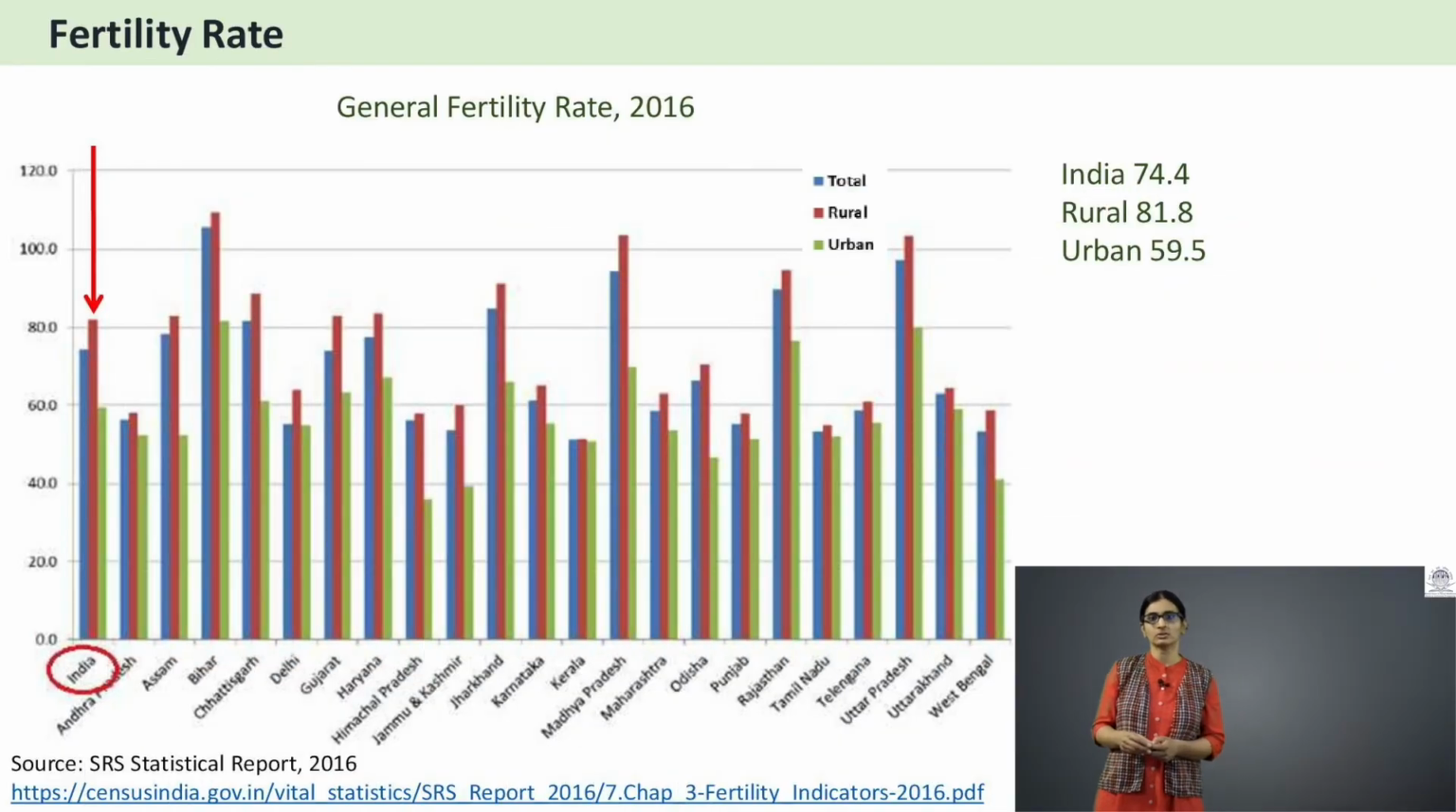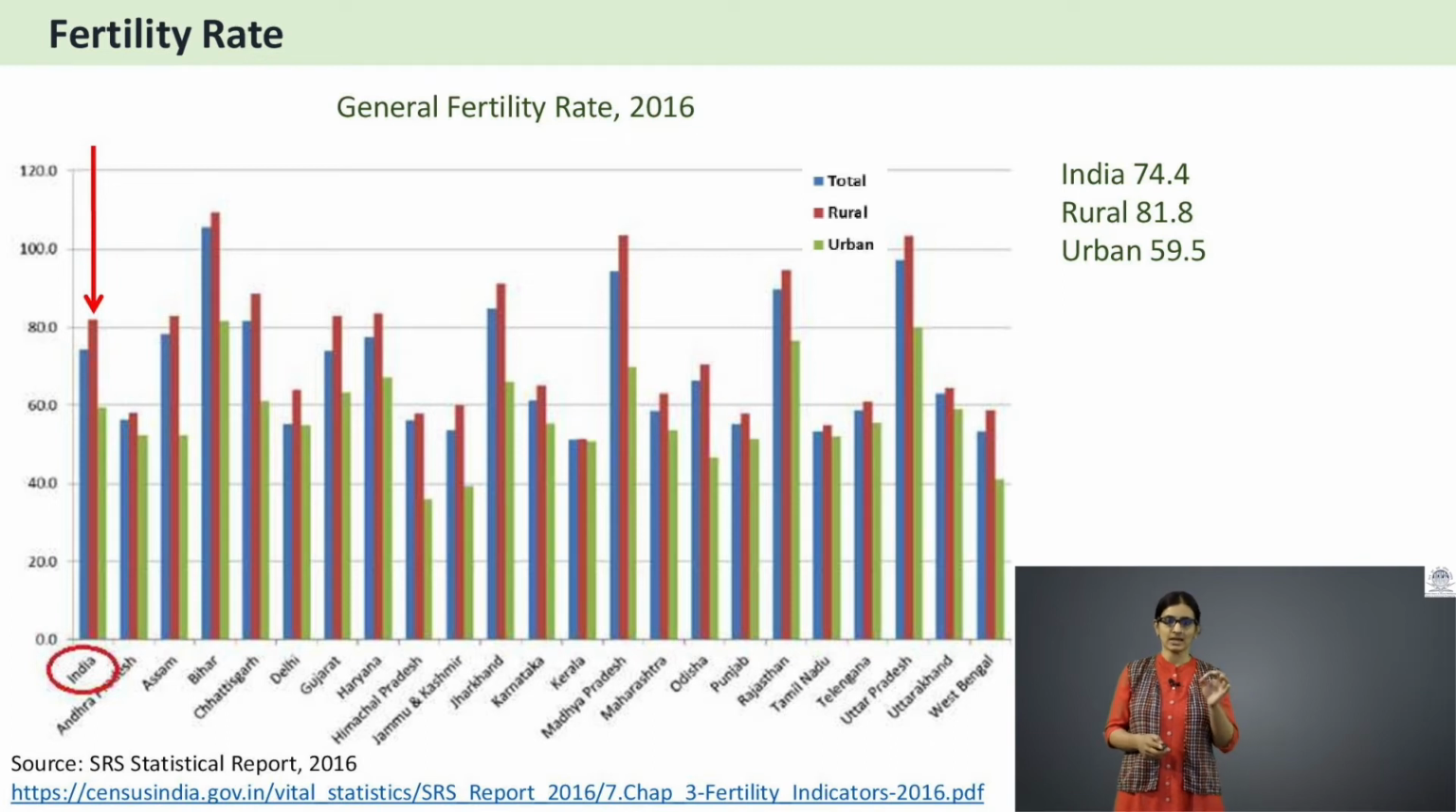Fertility rate. The figure depicts fertility rate with the reference year of 2016. Once again, you see the x-axis gives the states and the y-axis gives the fertility rate, and you see the three different colored graphs. Blue is for total, red for rural, and green for urban. At the national level, 74.4 children were born to every 1,000 women in the reproductive age of 15 to 49 years. In rural areas, this number was 81.8.